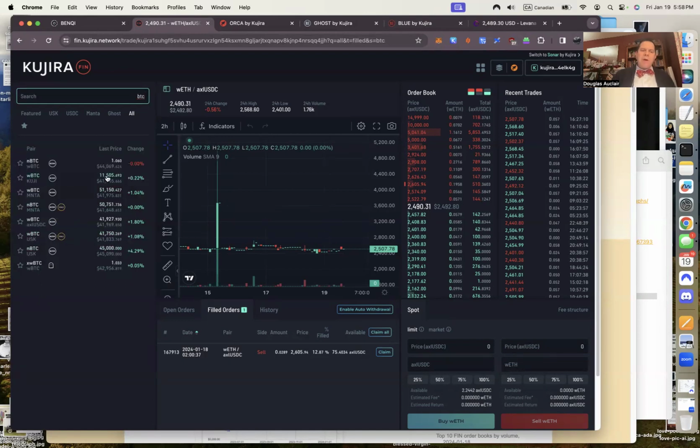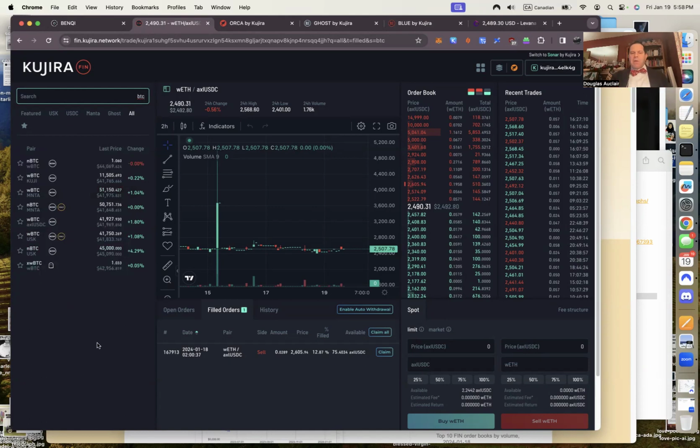So the lowest price that I could buy Bitcoin for is Bitcoin in Kuji at 41,765. I'm selling my Ethereum for Axelar USDC. So I would then trade my Axelar USDC that I got from my Ethereum sale to Kuji to buy the Bitcoin at its lowest price point.